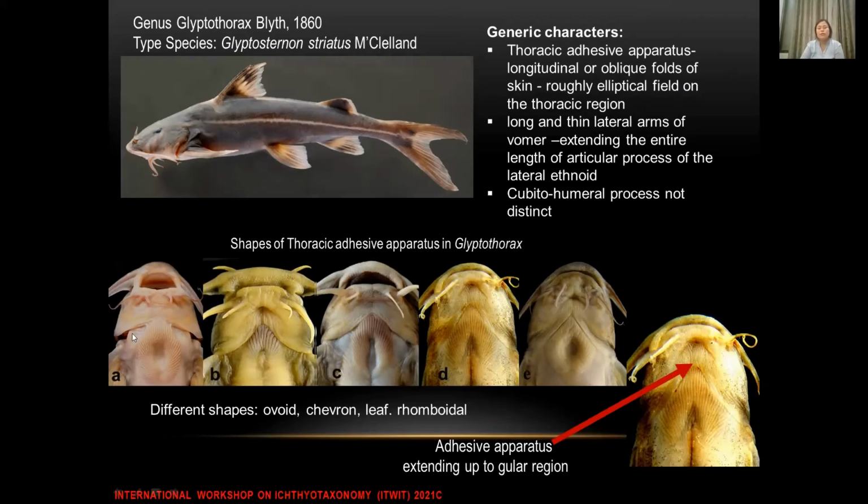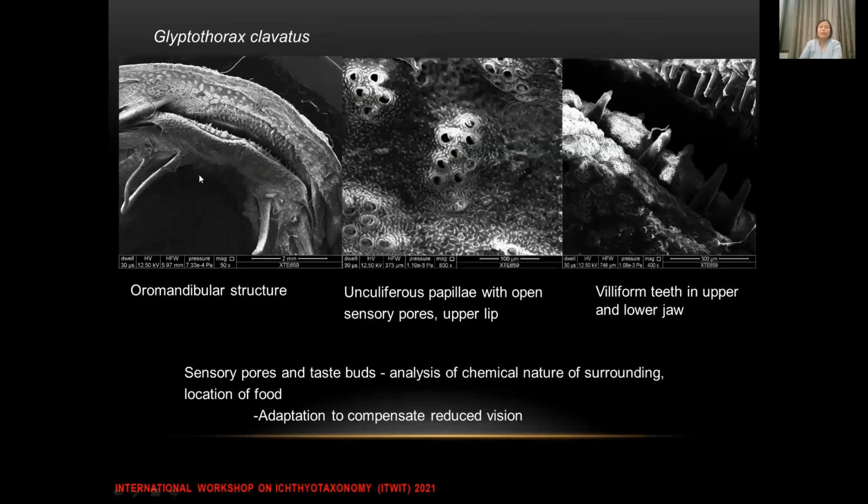So these are the various shapes of thoracic adhesive apparatus present in Glyptothorax. It may be ovoid, chevron, leaf shape, rhomboidal. Then this is the adhesive apparatus which reaches the gular region. Sometimes they say reaching the gular region, not reaching the gular. This is how it is reaching the gular region. Then this is the SEM of one of the Glyptothorax which I have studied, Glyptothorax clavatus, showing the oral and mandibular structure.